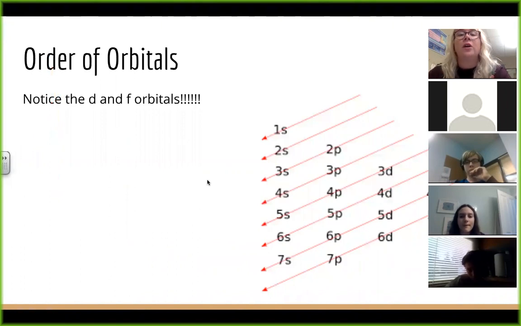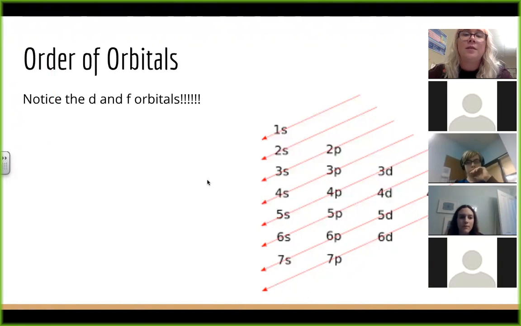So Logan's asking a clarifying question. F is 1 less than D, yes. D is 1 less than P, yes. P is 1 less than S, no. P and S are always going to be on the same energy level. Like it would be 1S, there's no 1P. 2S, 2P. 3S, 3P. 4S, 4P. So S and P are always going to be on the same energy level in order from S to P, S to P, S to P.